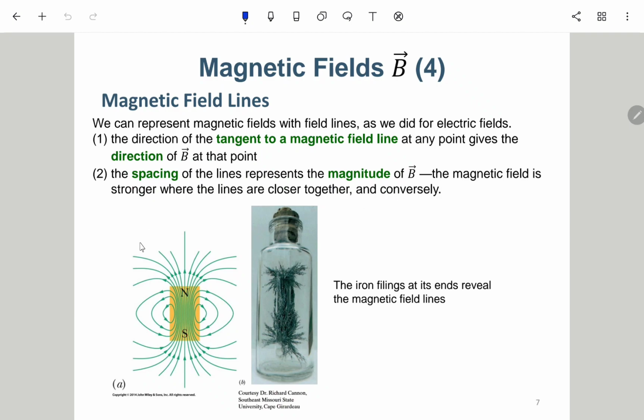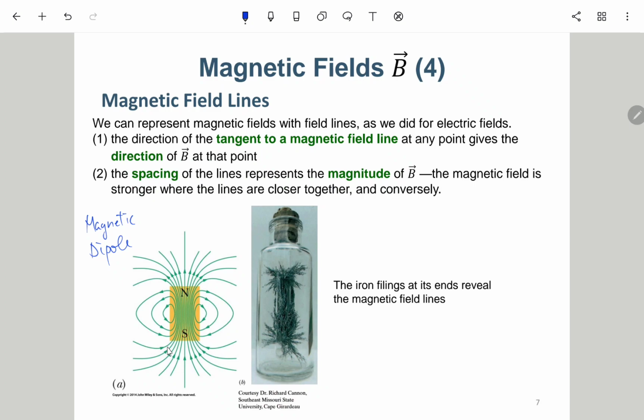And as you can see here, this is a magnetic bar, so actually it is like a magnetic dipole. It will generate some B field like this.